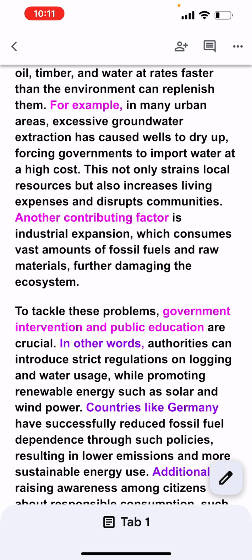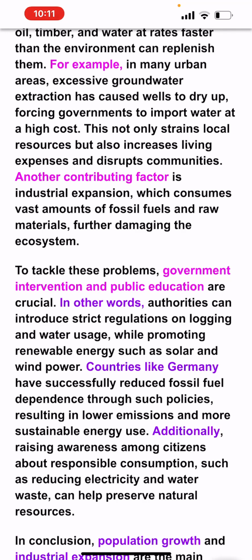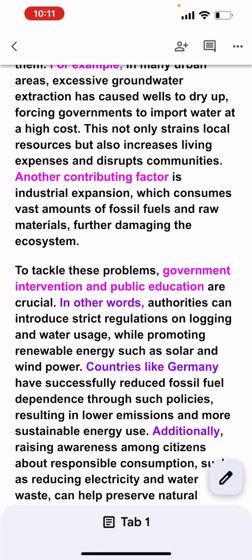Now I'm going to explain these main ideas. In other words, authorities can introduce strict regulations on logging and water usage while promoting renewable energy such as solar and wind power. So if the government introduces strict regulations for the usage of these, then definitely this problem can be solved. So government intervention is required.